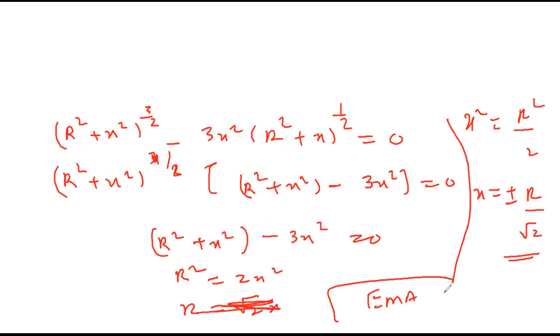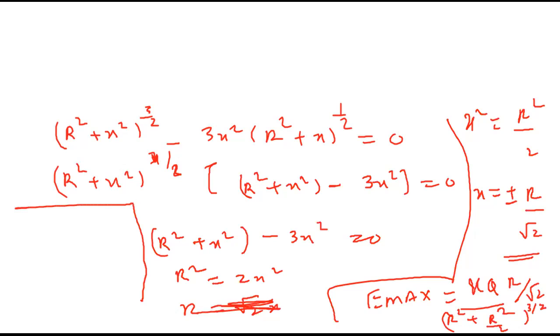That maximum value of intensity is kq into x, which is r by root 2, upon (r square plus x square) raised to 3 by 2. So that will be kq r by root 2 upon (r square plus r square by 2, which is 3r square by 2) raised to 3 by 2. Okay, do this much, there is no space now. Solve this much.